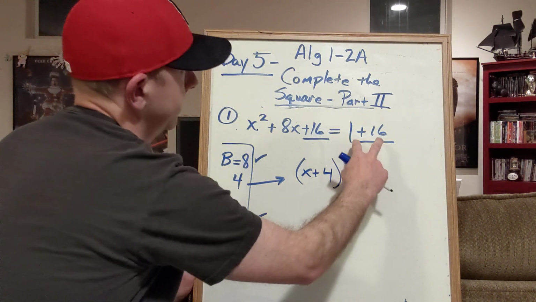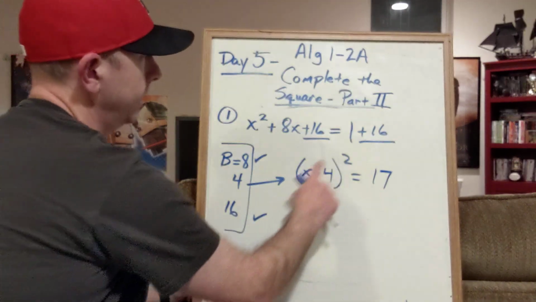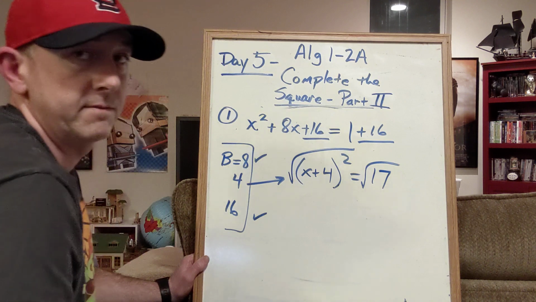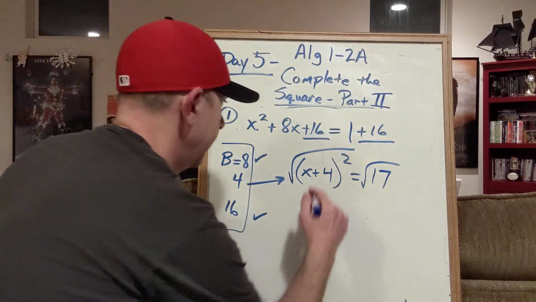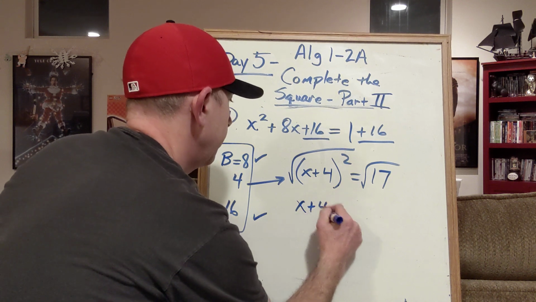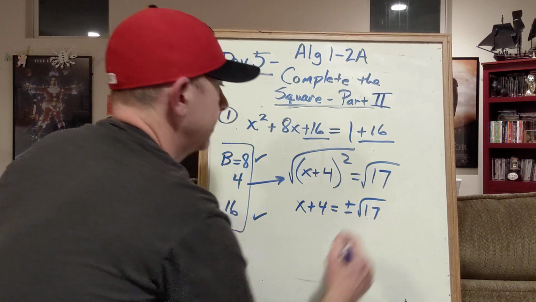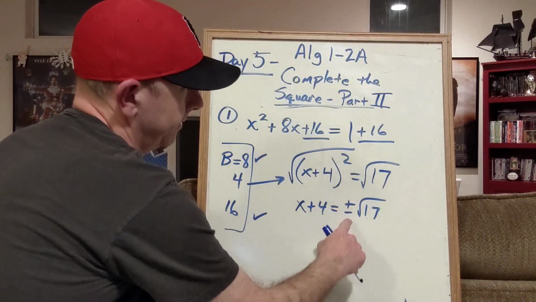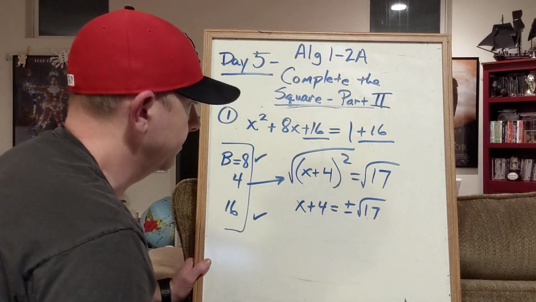Now what's different today is that instead of having a perfect square over here, we get 17. So when we go to undo something squared, we take the square root, and we get the square root of 17, which is actually a prime number, so there's nothing we can do to simplify that. So here we get x plus 4, and here we're going to have plus and minus radical 17, because anytime we bring the radical into the equation, we have to account for it could be a positive or a negative. All right, so that's our rule as far as that goes.